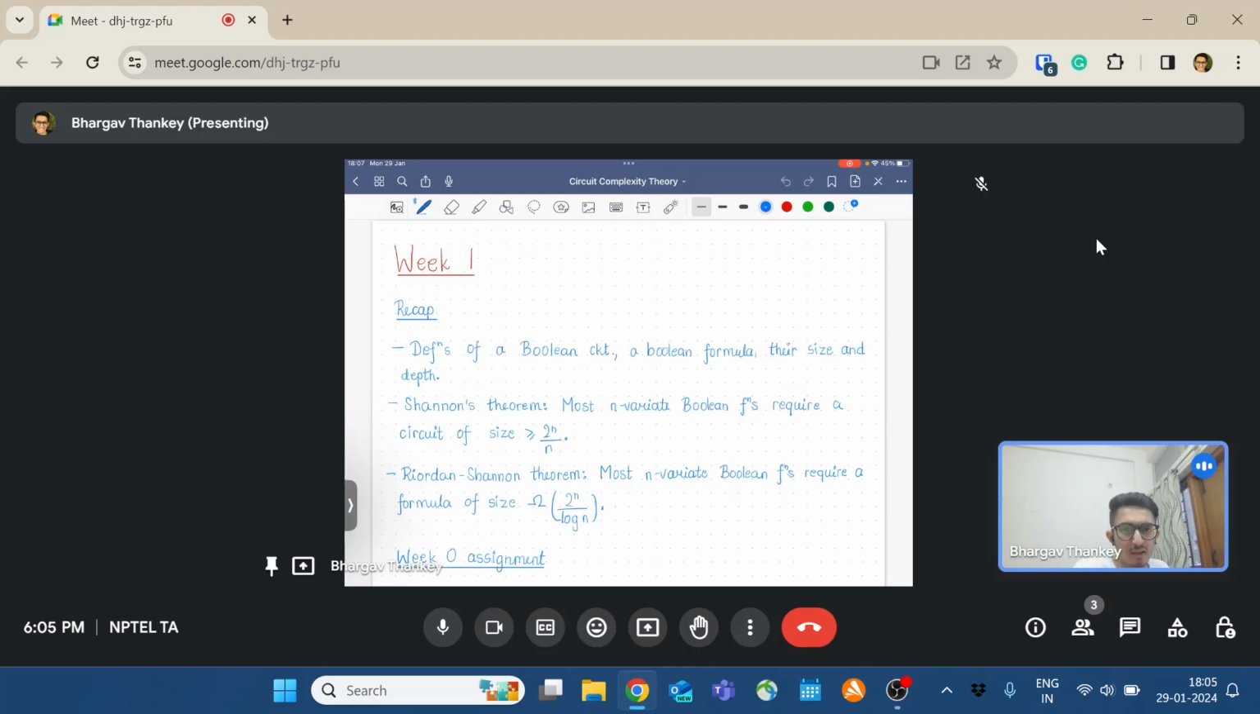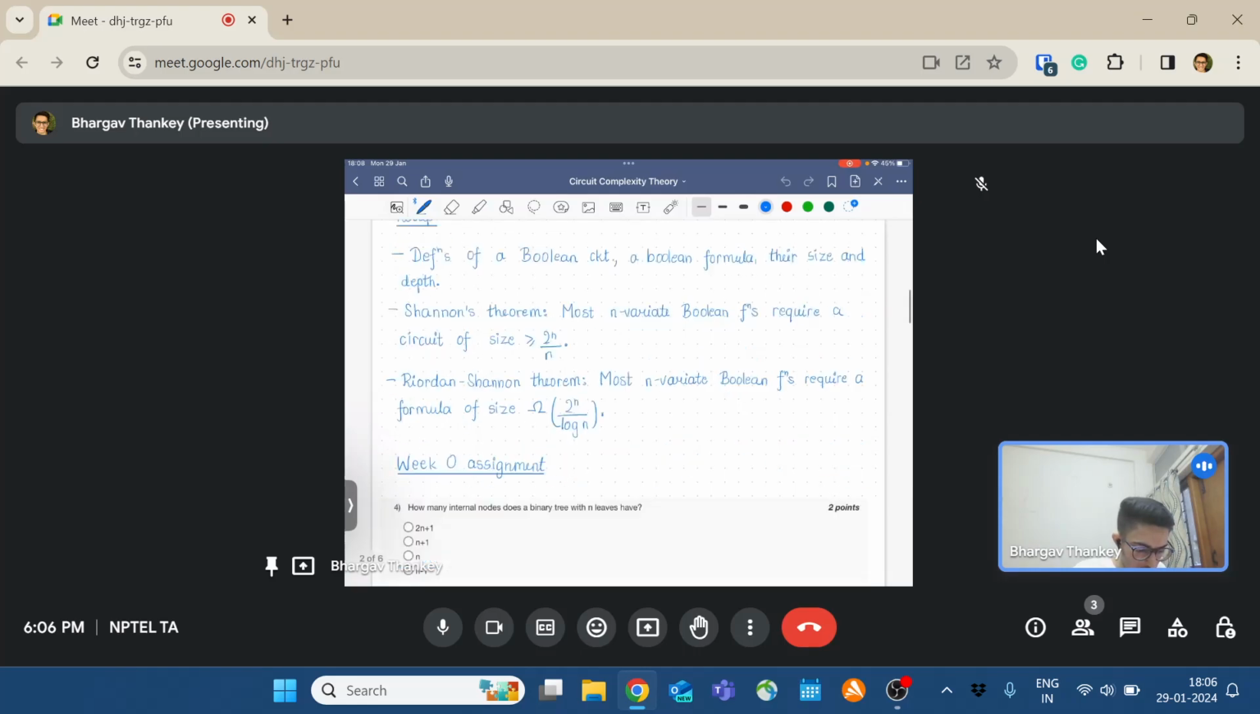By most, what I mean is that if you were to pick a Boolean function uniformly at random from the set of all Boolean functions on n variables, then with high probability, that Boolean function would require a circuit of size 2 to the n over n. Similarly, we also saw the Riordan-Shannon theorem, which says that most n-variate Boolean functions require a formula of size omega of 2 to the n over log n. Again, by most I mean the same thing. Pick a uniformly random Boolean function, and with very high probability, it will have this property.